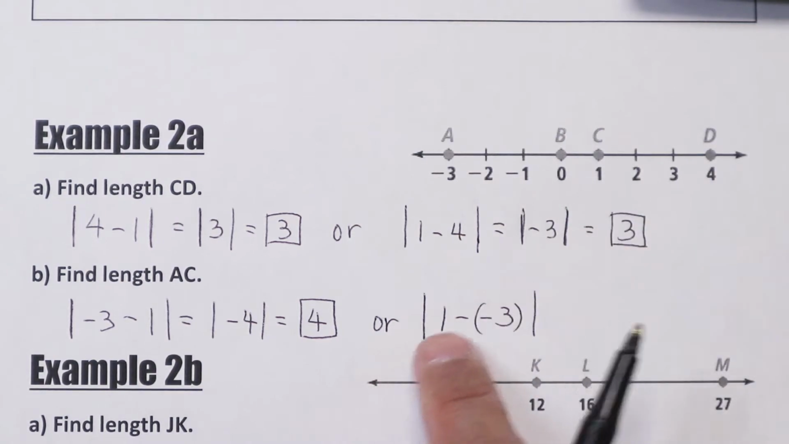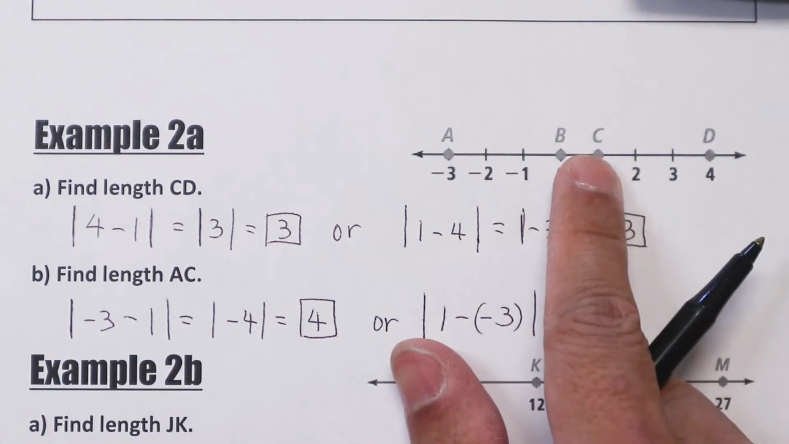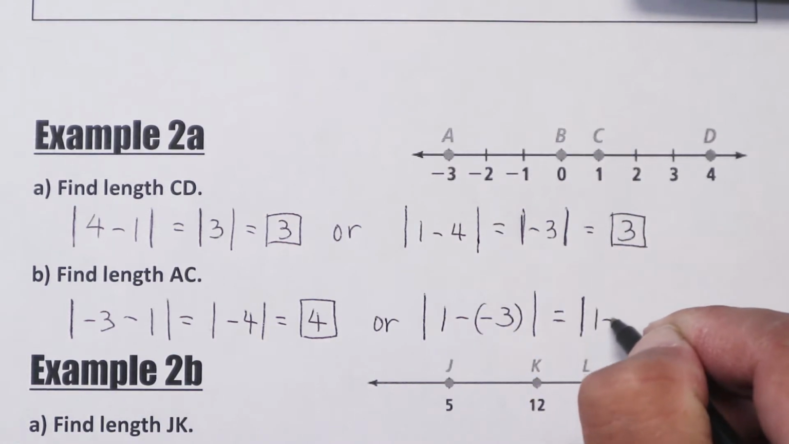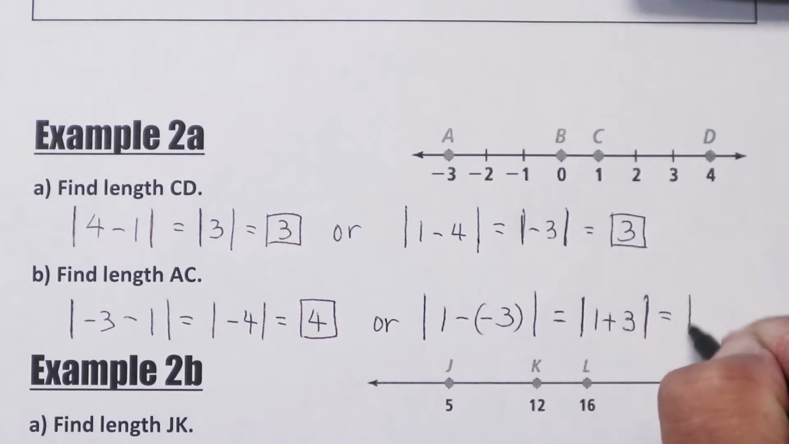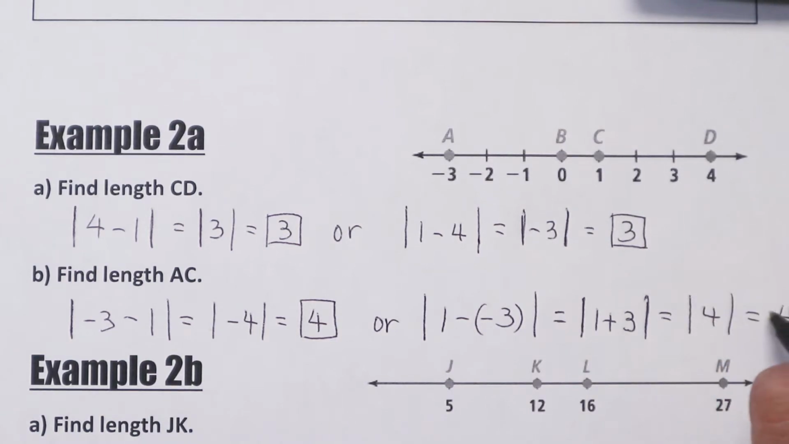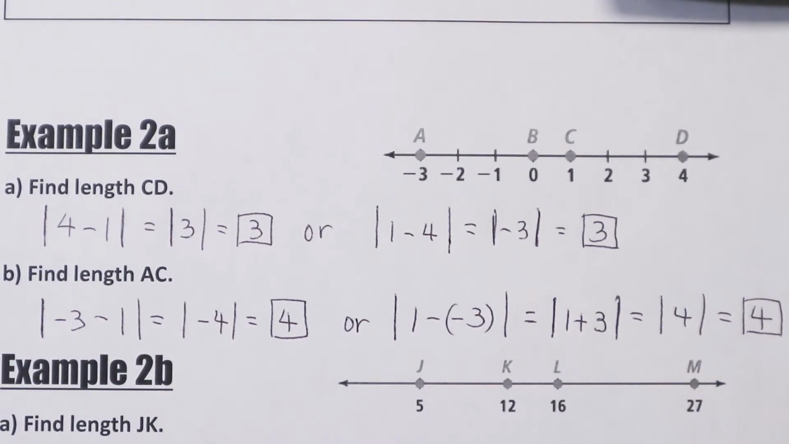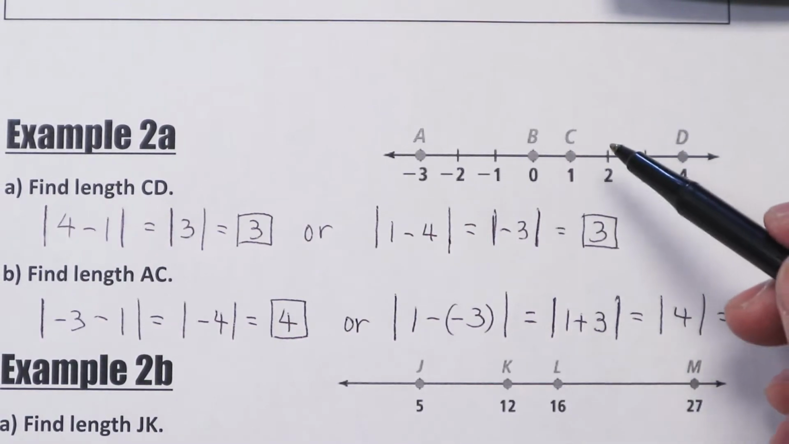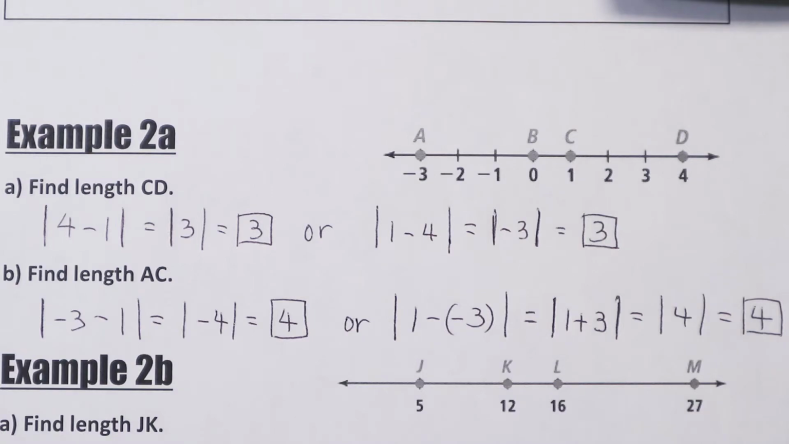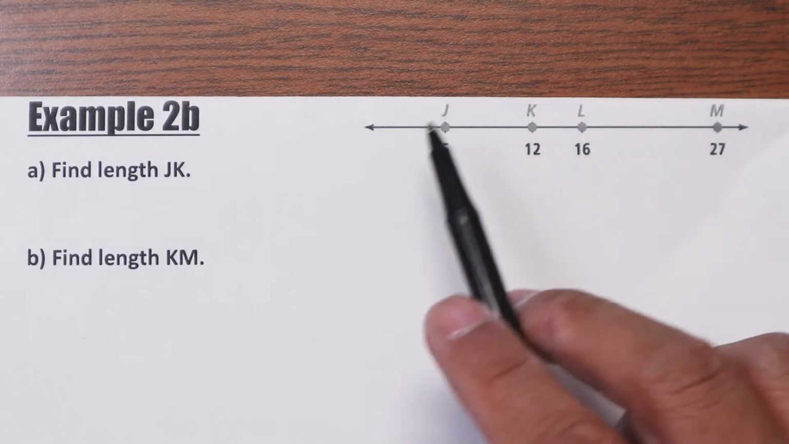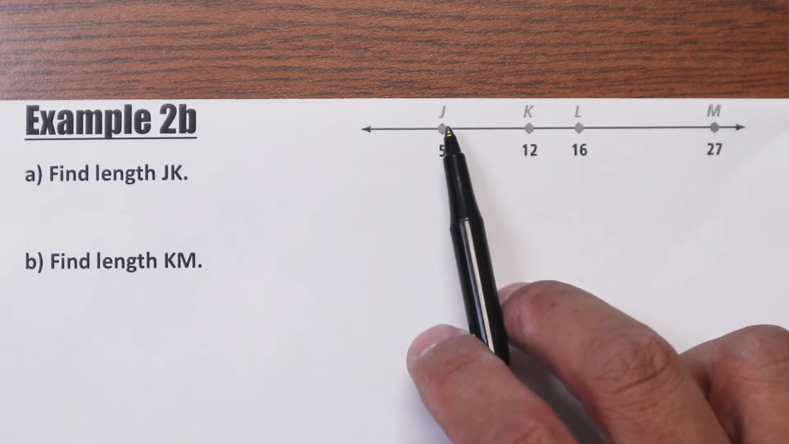Now, there are 2 negatives here, okay? So be careful on that. 1 minus negative 3 is just the same as 1 plus 3, which is 4, right? So the absolute value of 4 is just positive 4, okay? So this is example 2a, where you could count in the picture to find a distance or use a shortcut involving absolute value.